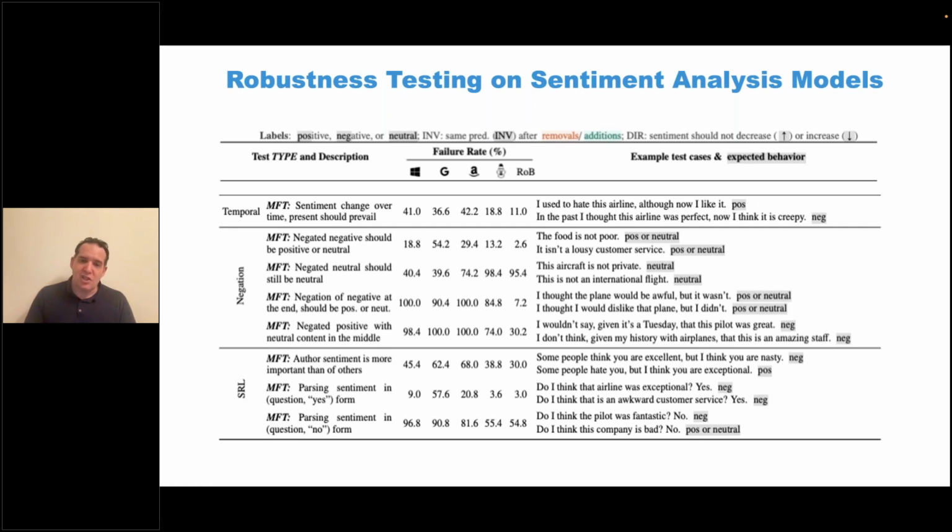When you play with negation, also it was very hard. So if you say double negation, so this food is not poor, okay, this flight is not horrible, okay, and the sentiment should actually be positive or neutral, I would say between one fifth and one half of the time, those models and online services got it wrong. I wouldn't say that this pilot was great. Right, when you have this kind of more compound sentences, as you can see on the table, it got to a point where the error rate was close to 100%.